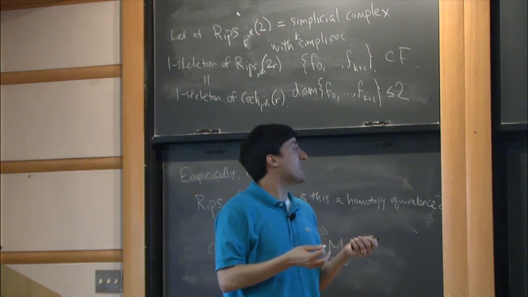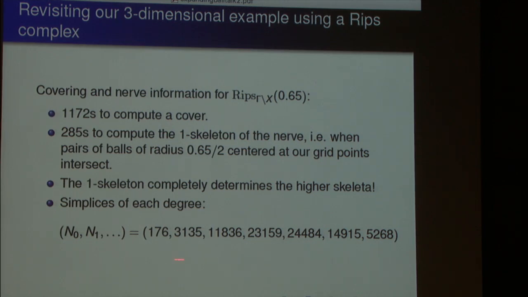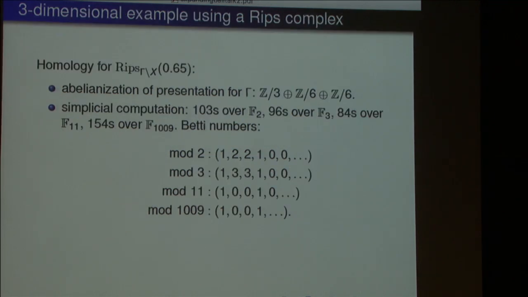It's basically trivial from that point to determine it, just because anytime there is a triangle, you fill it in. So it's very easy to count the number of 2 simplices and 3 simplices and so on, and here are the numbers.